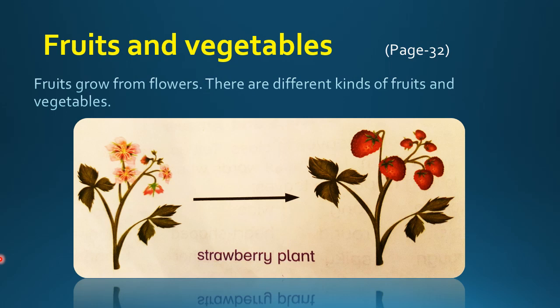Dear students, here in this picture of strawberry plant you can see many flowers which change into the strawberry fruit because fruit grow from flowers and there are different kinds of fruits and vegetables.